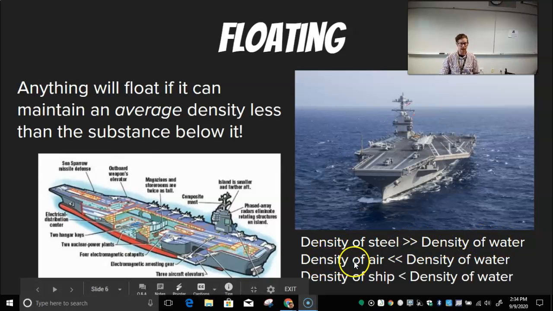But the density of air, on the other hand, is far less than the density of water. Much, much less than the density of water. And then if you look at what is inside of an aircraft carrier, you'll see that if you cut it open, a lot of it is actually really empty space just filled with air.